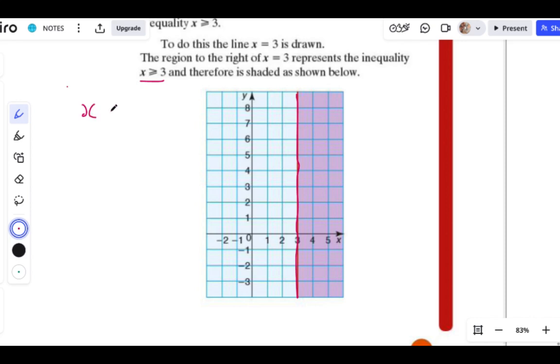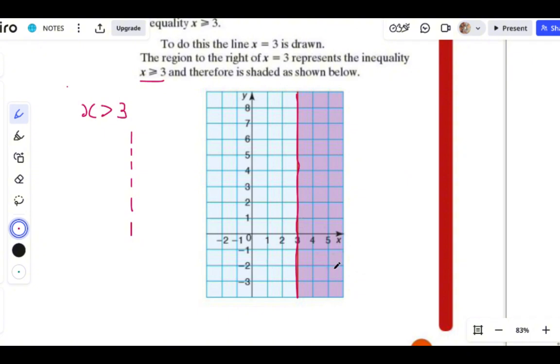But what if they say x is greater than 3, not greater than or equal to, only greater than? We would have used what? Broken line. We would have used a broken line like this. So if it's only greater than or lesser than, we use a broken line. But if it's greater than or equal to or lesser than or equal to, we use a solid line. Is that one clear?